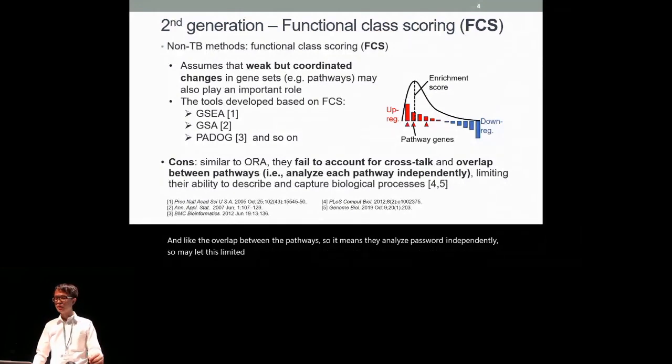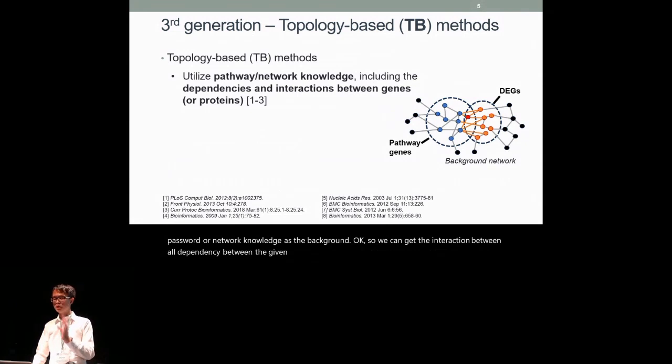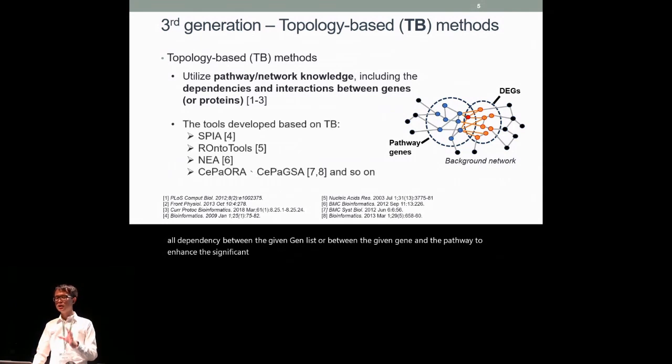So the third generation, called the topology-based method, tries to address both issues by utilizing pathway or network knowledge as the background. We can get the interaction or dependency between the given gene list, or between the given gene and the pathway, to enhance the significance and association detection. Several methods like SPIA, NEA, and so on were designed this way.